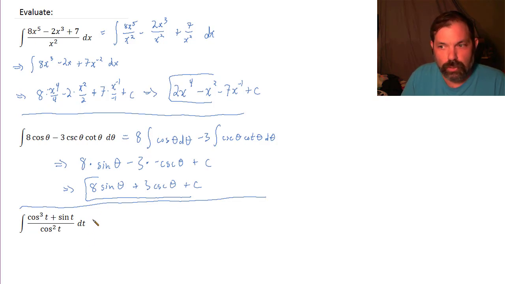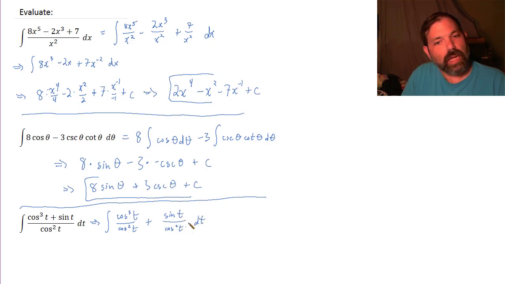All right, so the first thing that I'll do here is I'll say, well, cosine cubed theta over cosine square theta, I can simplify that. And then sine t over cosine square t, I can do something with that as well. So with a little bit of manipulation, this becomes the integral of cosine cubed t over cosine square t plus sine t over cosine square t dt. Now it might be tempting to put that cosine square in terms of sines by using a Pythagorean identity. But that's not the right idea for this one, unfortunately.